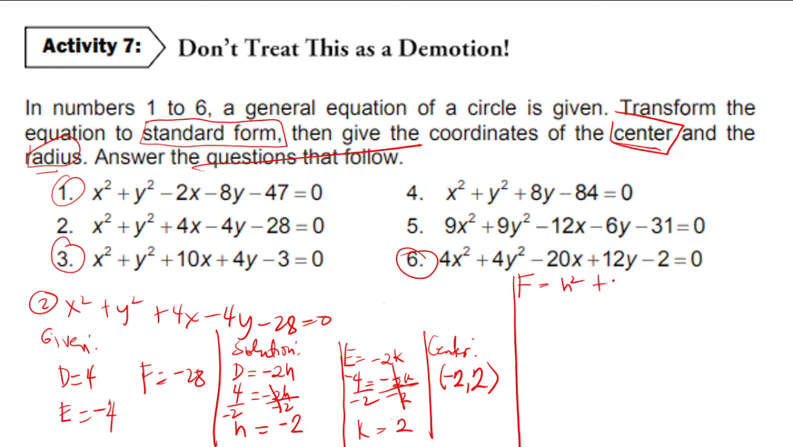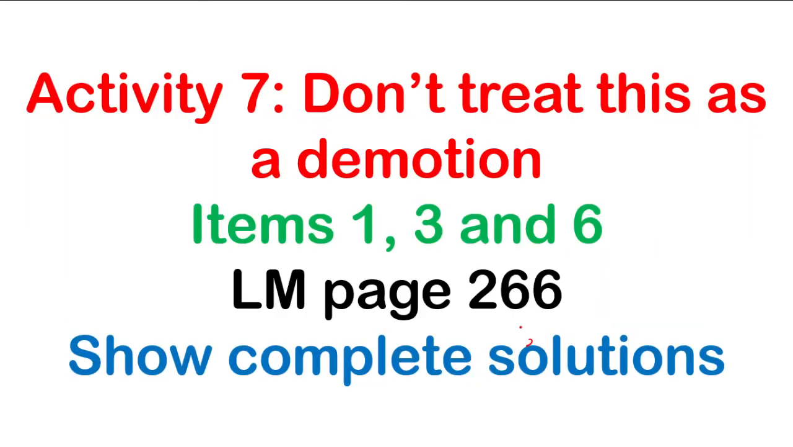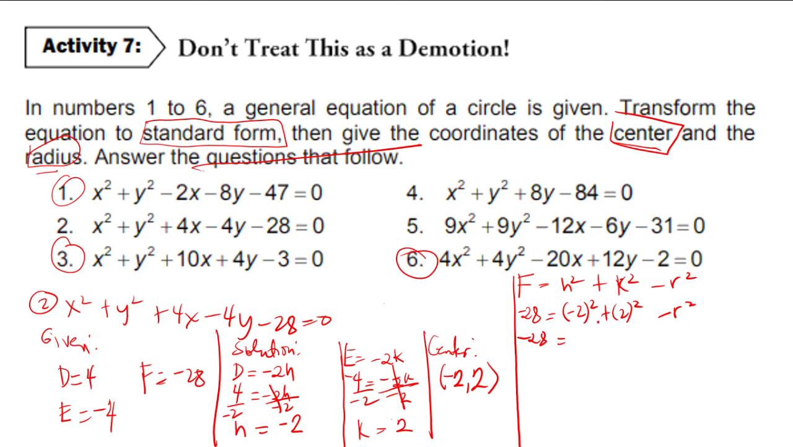F is H square plus K square minus R square. F is negative 28. So, negative 28 is equal to H natin ay negative 2, ang K natin ay positive 2, minus R square. Okay? And then, evaluate natin yung negative 2 square at saka negative 2 square at saka 2 square. Negative 28 is equal to negative 2 times negative 2 is positive 4, 2 times 2 is 4, minus R square. Okay? Next, 4 plus 4 is 8. So, negative 28 is 4 plus 4 is 8 minus R square.